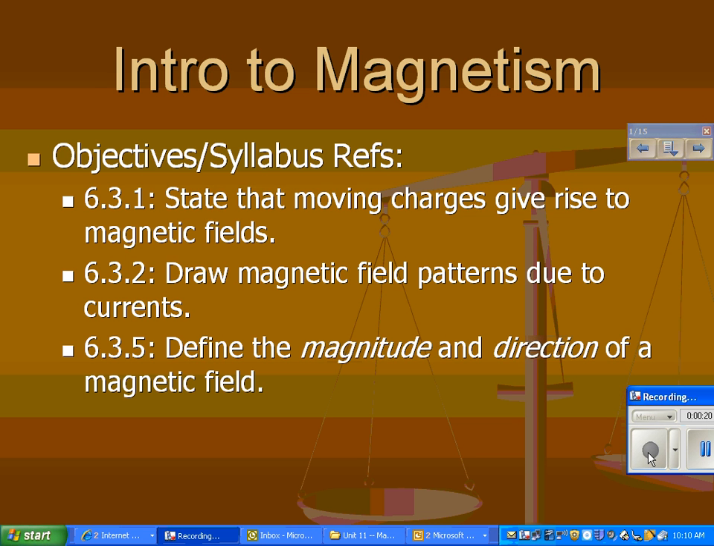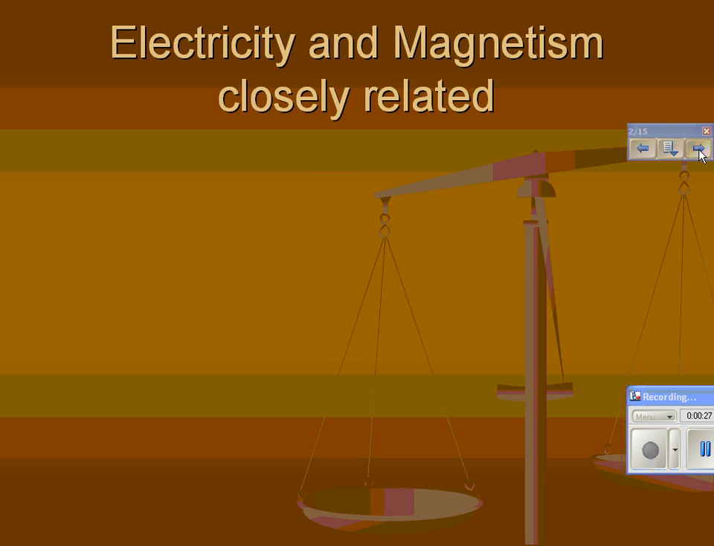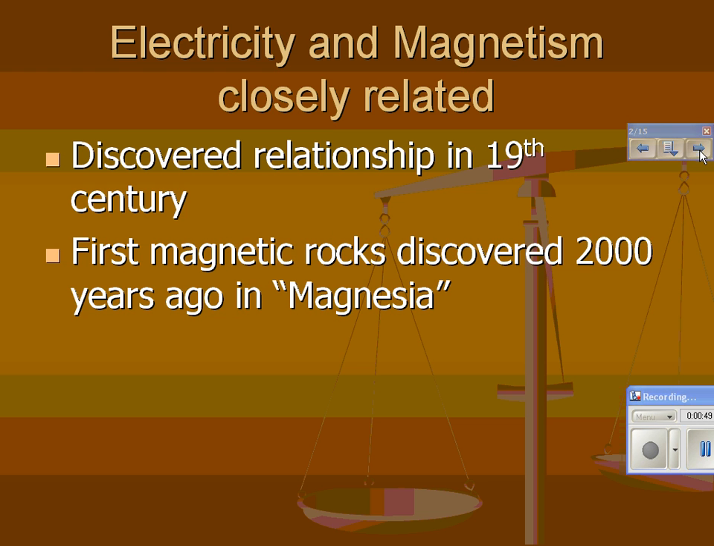Okay, so we've been doing electricity, and now we're getting into magnetism because they are closely related. When we talk about the four fundamental forces of the universe, one of those four fundamental forces is electromagnetism. So electricity and magnetism have this relationship. The relationship between electricity and magnetism was discovered in the 1800s. But magnetism itself has been around and has been recognized for thousands of years.